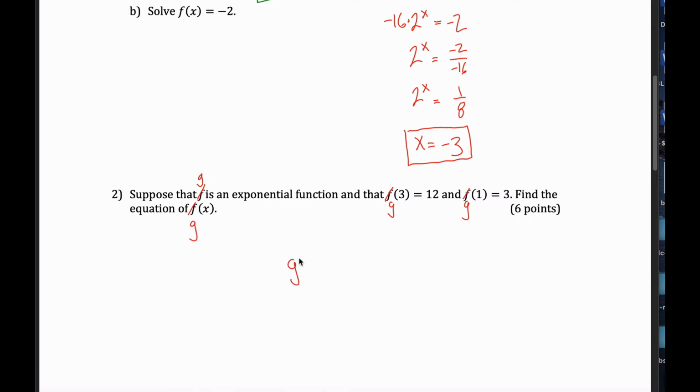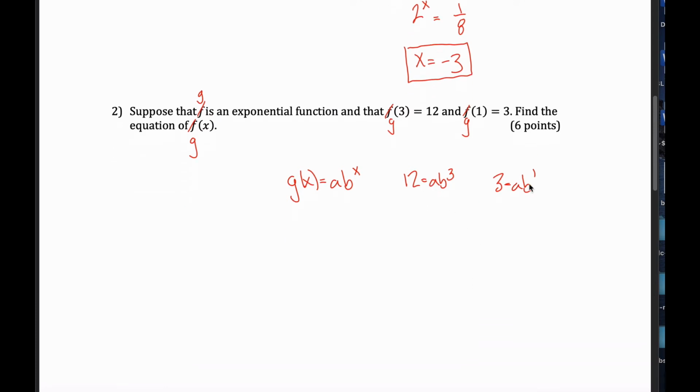Well, I know that since g of x is exponential, it can be written in the form a times b to the x power. And this first equation tells me that when x equals 3, y equals 12. So 12 is equal to a times b to the third power. And from this statement, I know that 3 is equal to a times b to the first power. And we learned this trick where you can divide the two equations if you put the one with the larger exponent on b up on top.